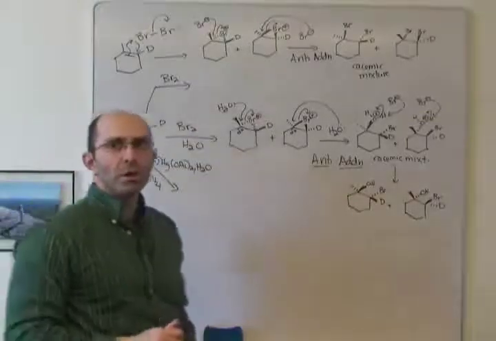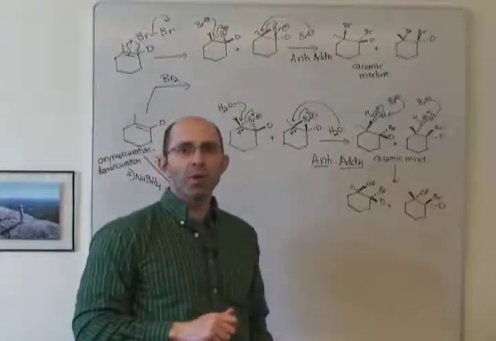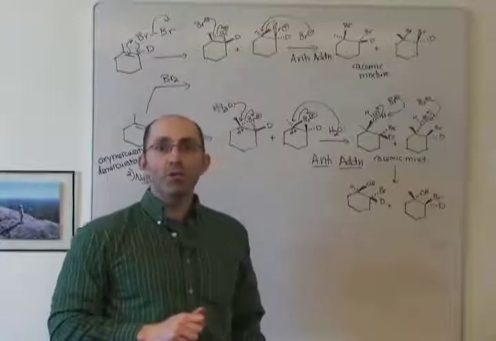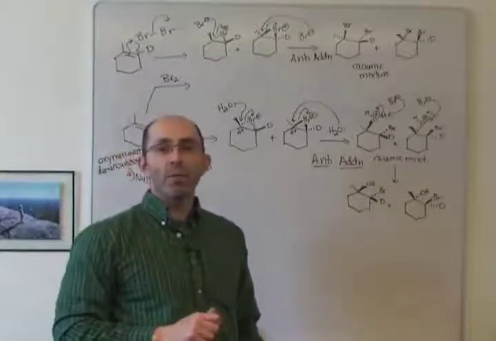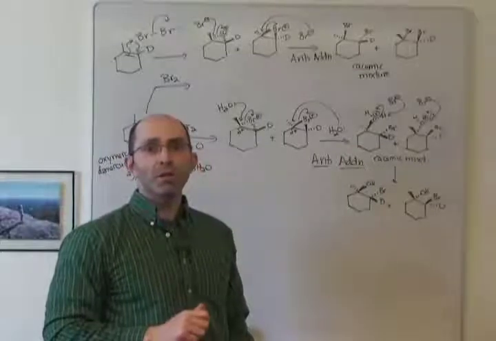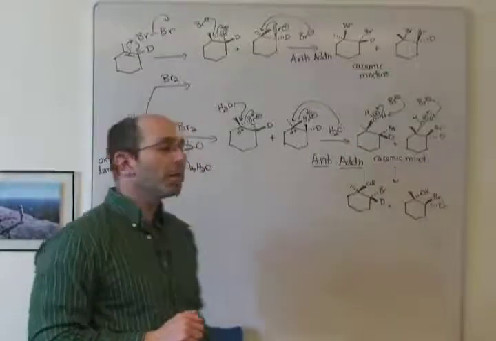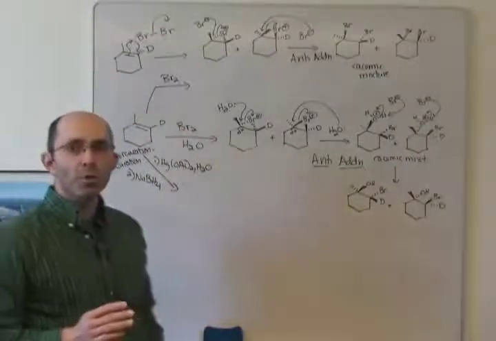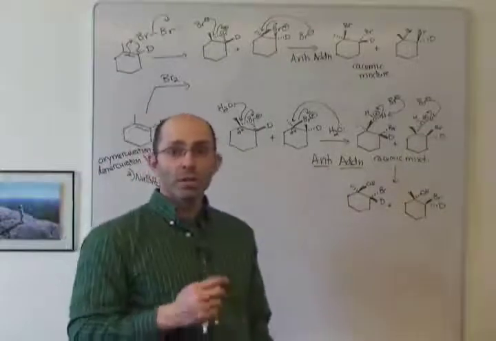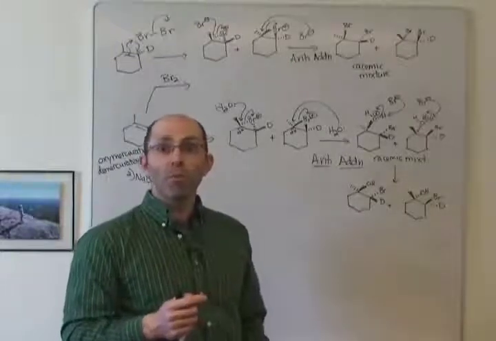Just like hydroboration oxidation, the name really helps you figure out what's going on in each step. Hydroboration oxidation, the first step is hydroboration, so you add an H and a boron. Second step is oxidation, you oxidize the carbon-boron bond. In this reaction, it's oxymercuration, demercuration. So oxymercuration, we're going to add an oxygen and a mercury. Second step, demercuration, we're going to remove the mercury.